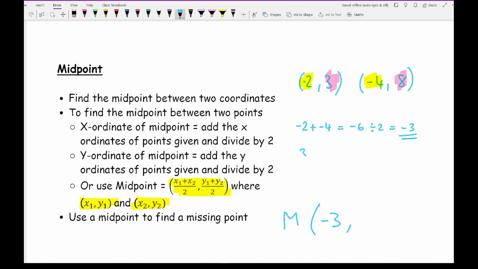So that's going to be 3 plus 8, which is 11. Divide that by 2, and I get 5.5. All right, 5.5. Or I could write 11 over 2, but that there would be my midpoint.